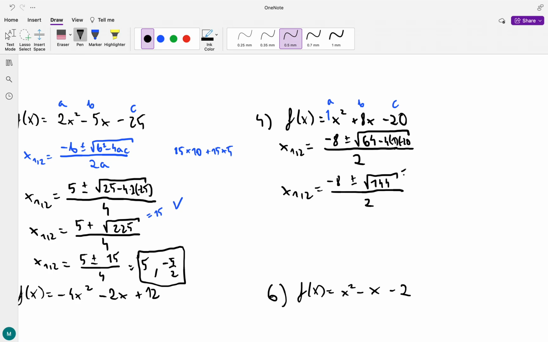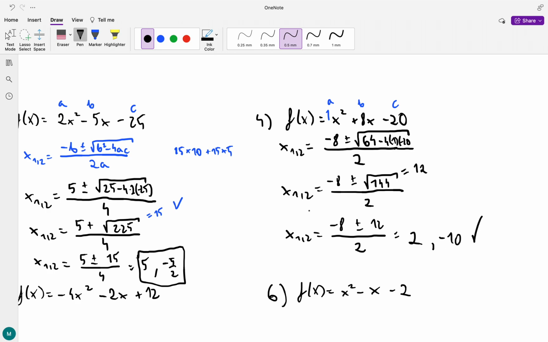And luckily for us, that number is equal to 12. So x1,2 is equal to negative 8 plus minus 12 divided by 2. So our x's are equal to negative 8 plus 12, that's positive 4 divided by 2, that's 2. And then we have negative 20, right? Negative 8 minus 12 is negative 20, divided by 2, that's negative 10.